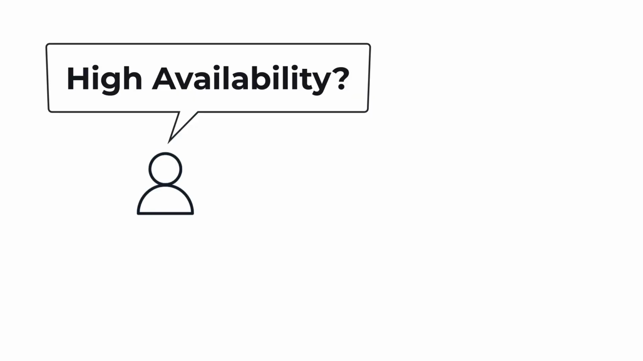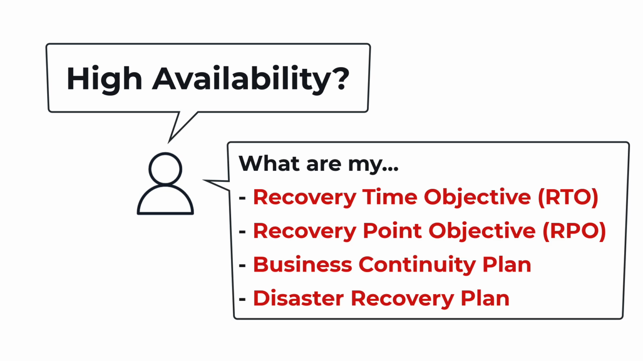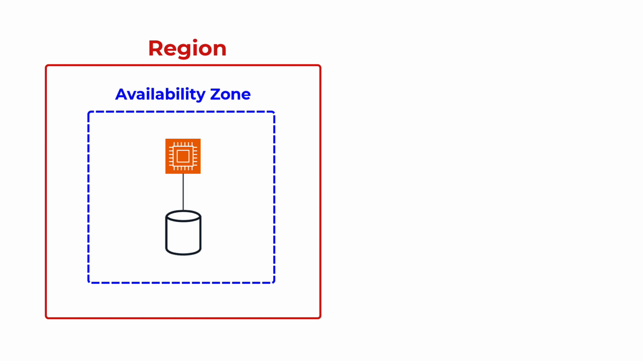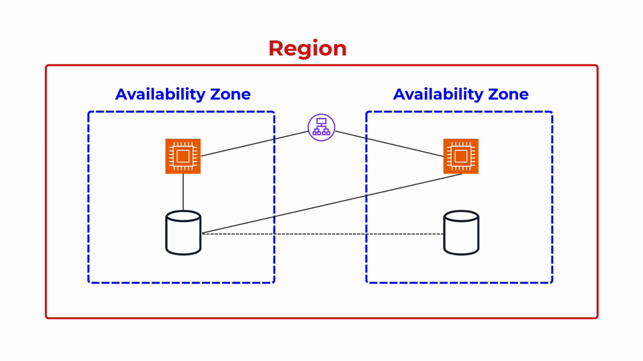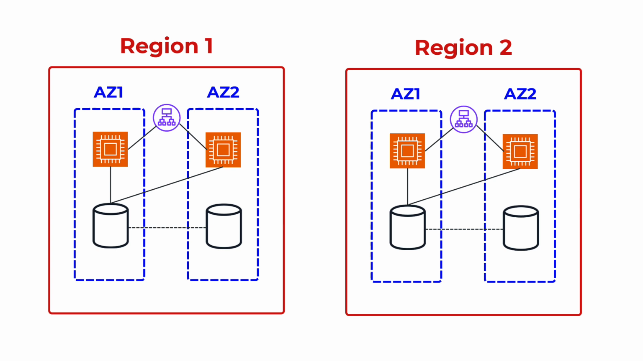When deciding on high availability, a good place to start is to understand your RTO and RPO requirements, as well as your business continuity and disaster recovery plan. This can help you decide if your application should operate in a single availability zone, multiple availability zones, or even multiple regions. Next thing to consider is service availability.